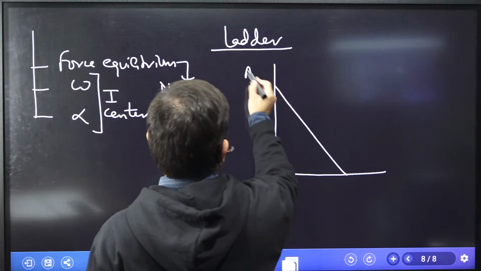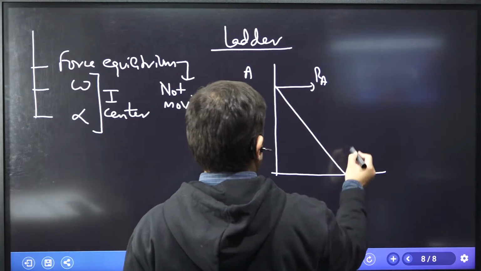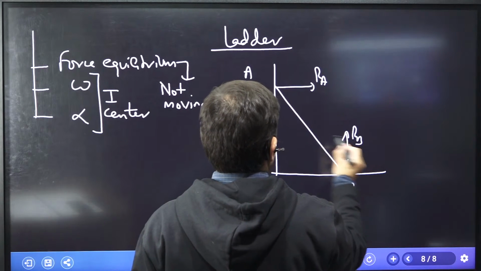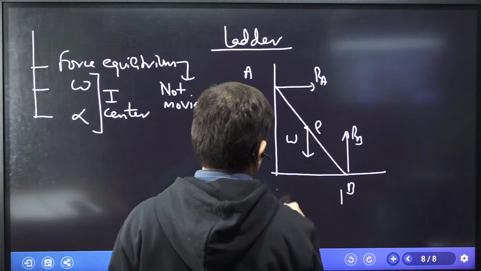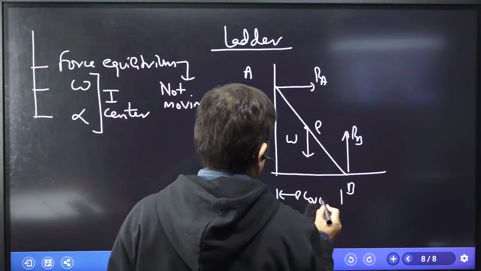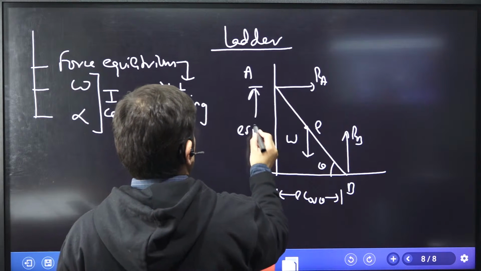Okay, what is the name of this end? A. What is this end? B. What is the normal direction? RA. What is the normal direction? RB. What is the weight of this? W. What is the length of this? L. What is this distance? L cos theta. What is theta? This one. What is this distance? L sin theta. Okay, done.